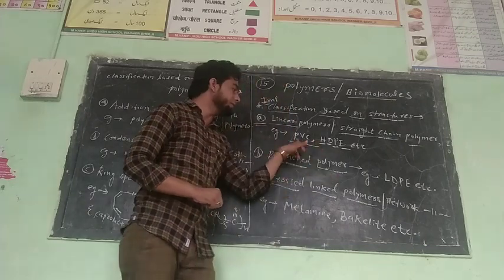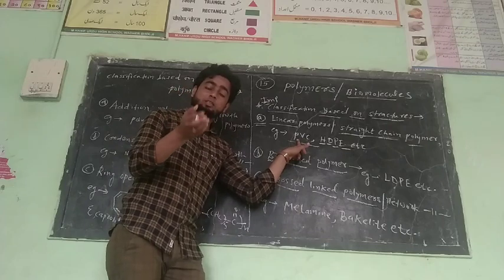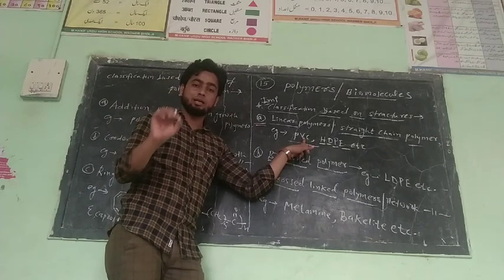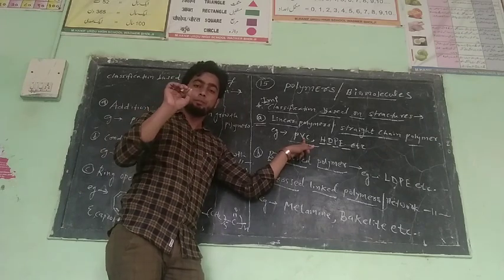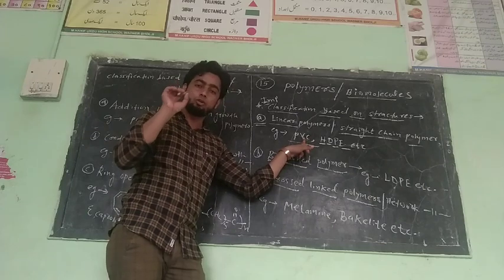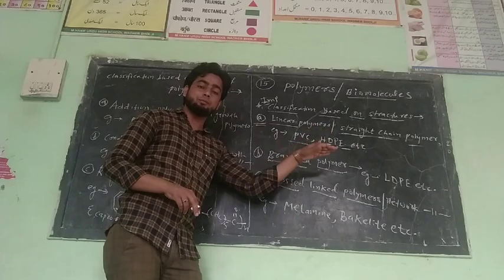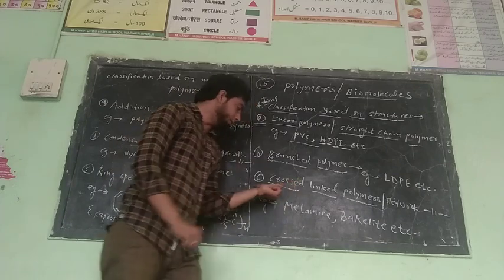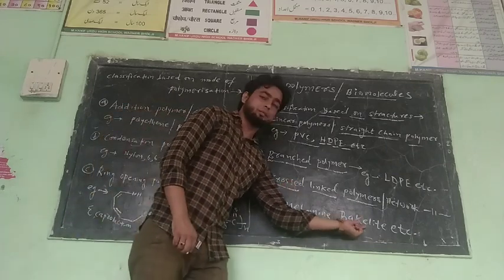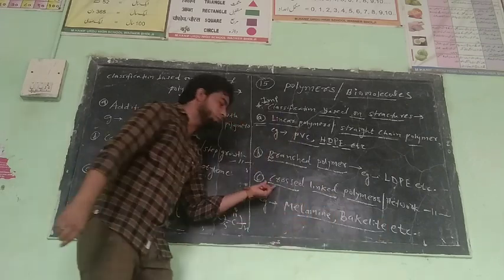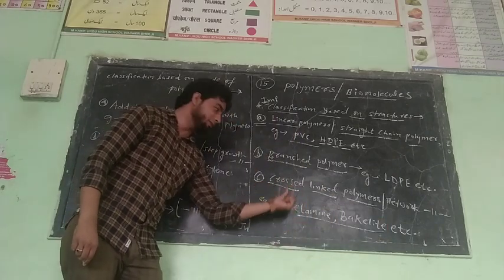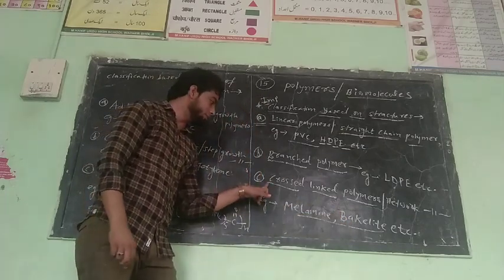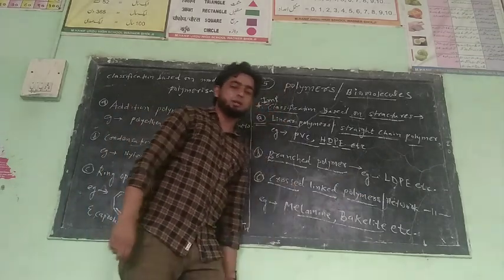For example, PVC is an example of polymer. It is prepared from vinyl chloride. PVC means polyvinyl chloride. Here poly indicates the polymer, VC indicates the monomer. VC means vinyl chloride. Examples here are melamine and bakelite. Bakelite and melamine are both examples of cross-linked polymer. Why? Because these two contain a network. That's why it is called cross-linked polymer or network polymer.